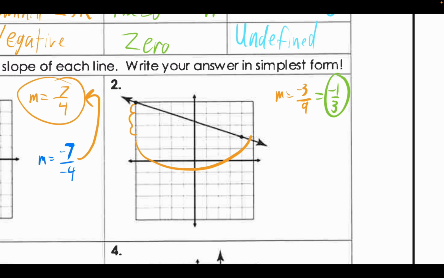If you went the other way, you would have gotten a positive 3, a negative 9, which once again still creates a negative 1/3. Now remember, where the negative is on a fraction doesn't even matter a little bit. So the negative could be on the bottom, or the negative could be out in front. And regardless, the fraction as a whole is negative, and that's what matters.